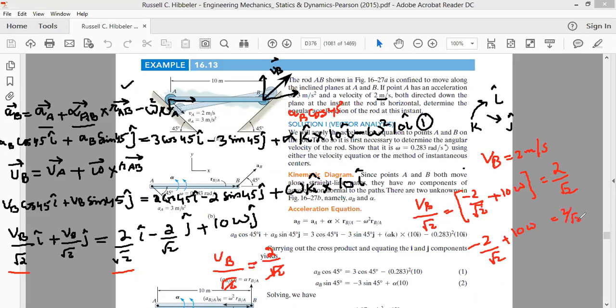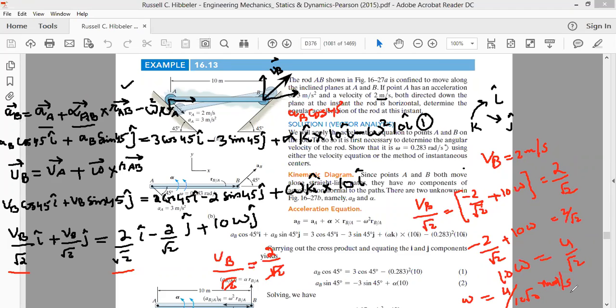If we take this 2 by under root 2 here, we will have 4 by under root 2. So 10 omega is equal to 2 by under root 2 plus 2 by under root 2, which is 4 by under root 2. So omega will be equal to 4 divided by 10 under root 2 radian per second. This is the value of omega.